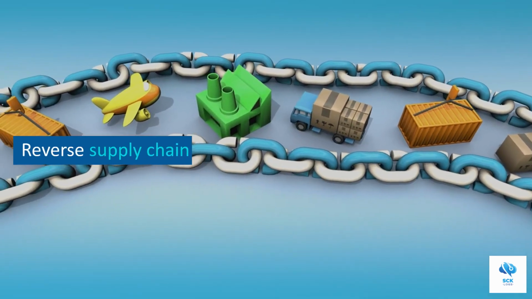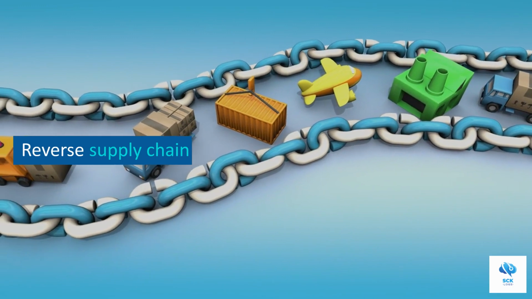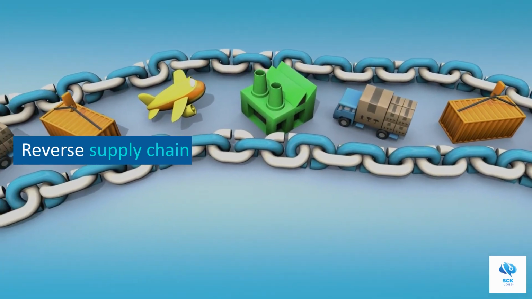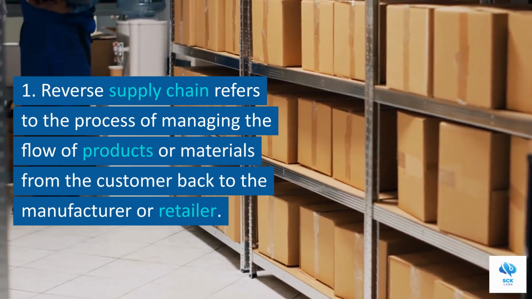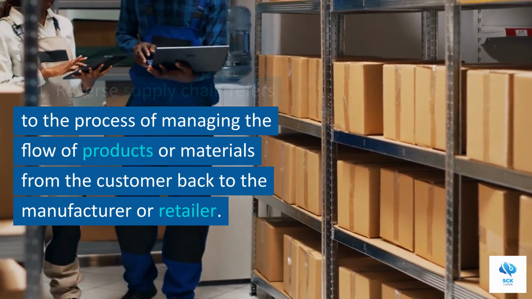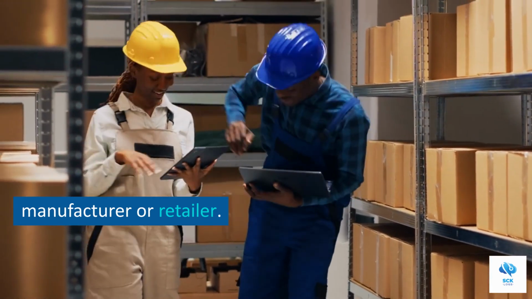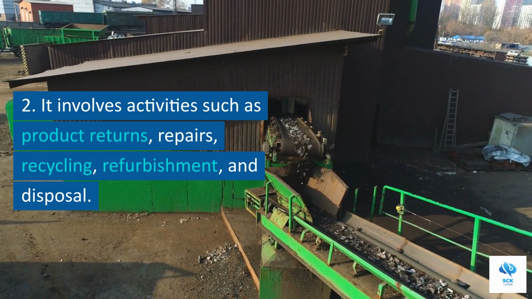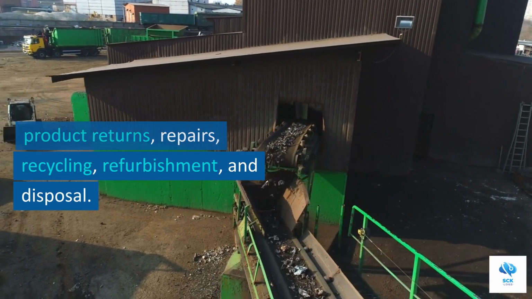Reverse supply chain. One. Reverse supply chain refers to the process of managing the flow of products or materials from the customer back to the manufacturer or retailer. Two. It involves activities such as product returns, repairs, recycling, refurbishment, and disposal.